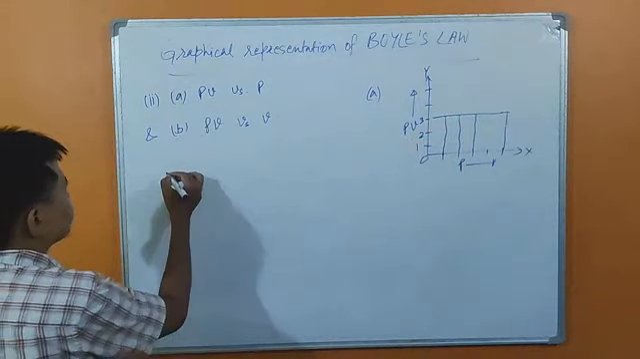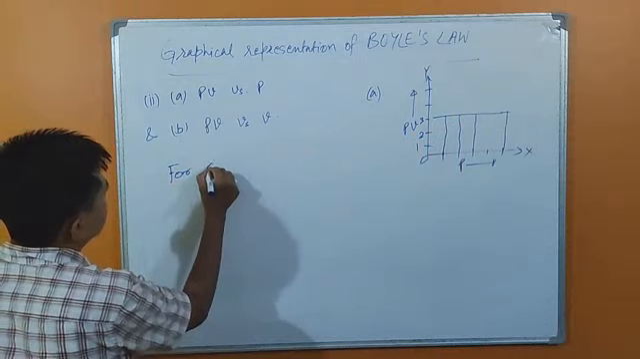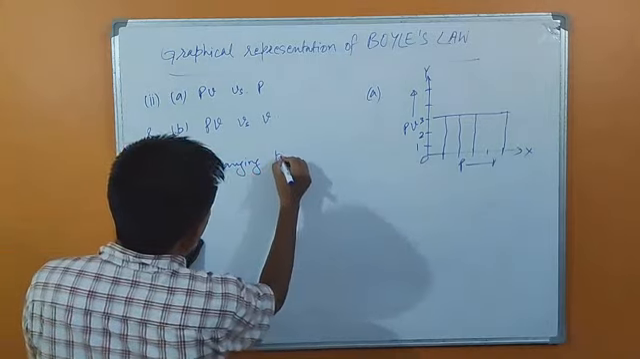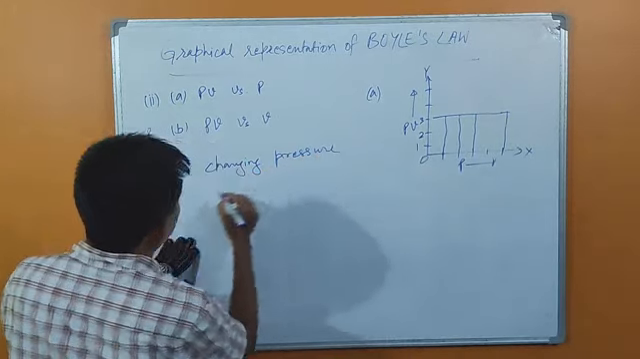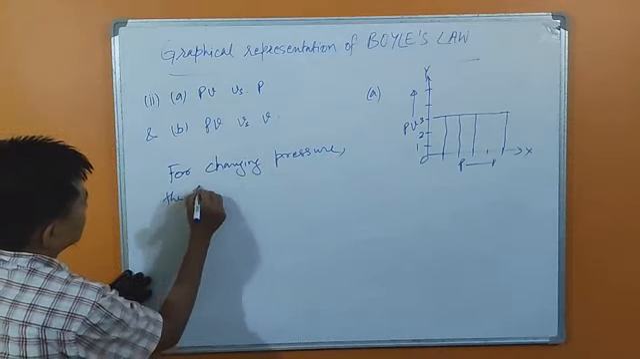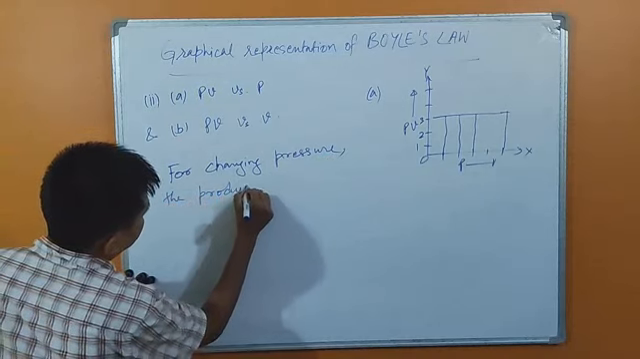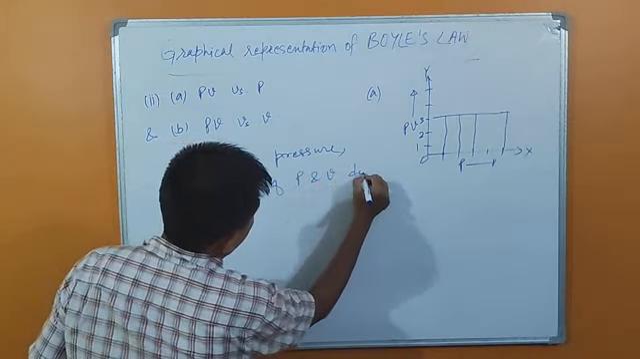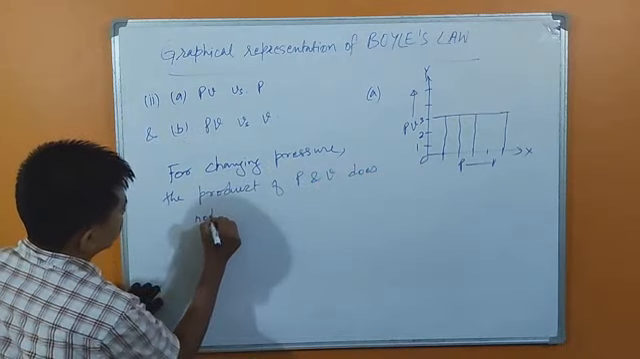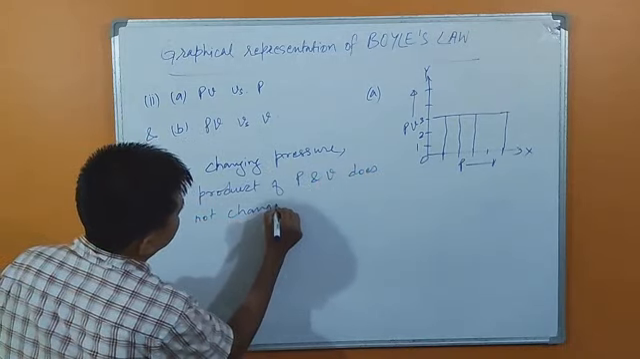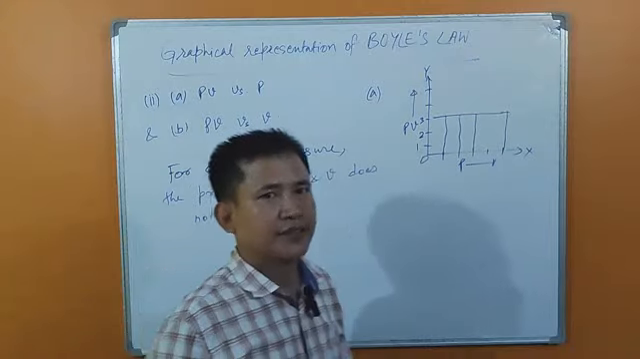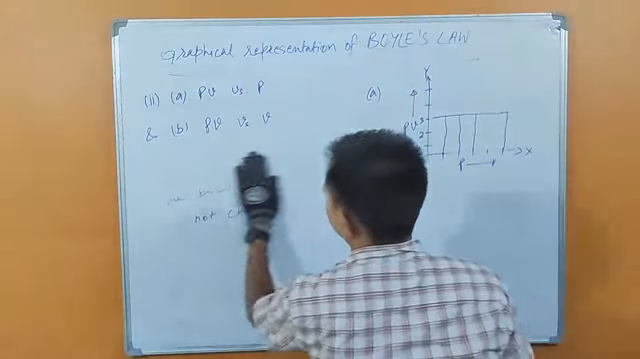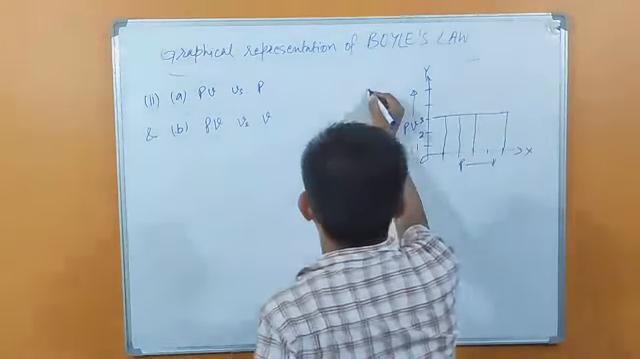This graph proves that for changing pressure, the product of pressure and volume does not change, which means the product of pressure and volume remains constant. Okay, I hope you got this. Now let us do the question graph number B.